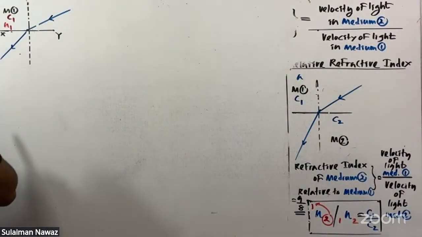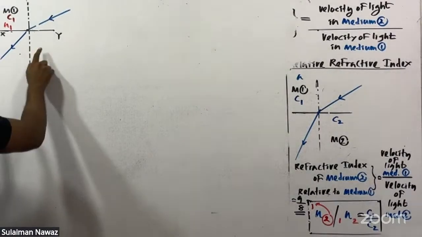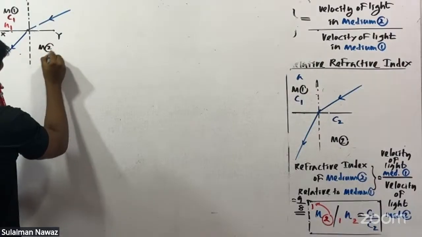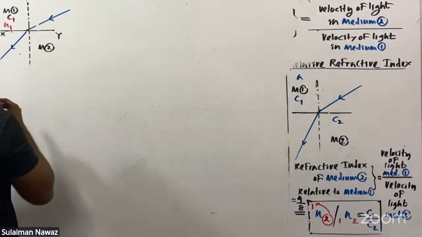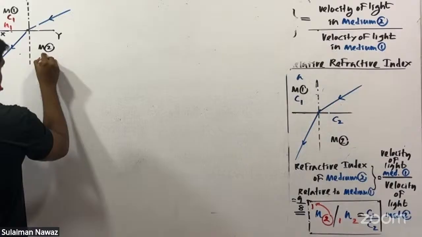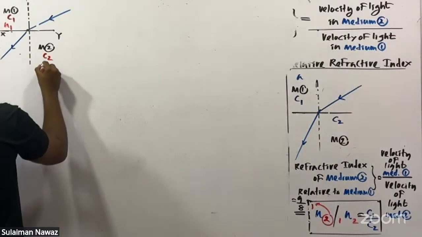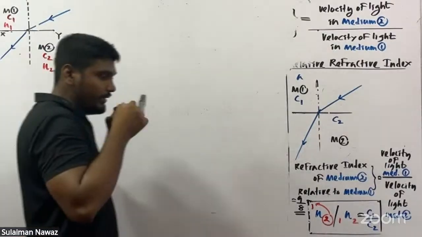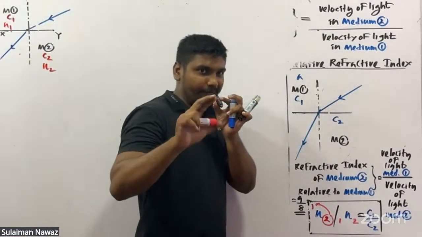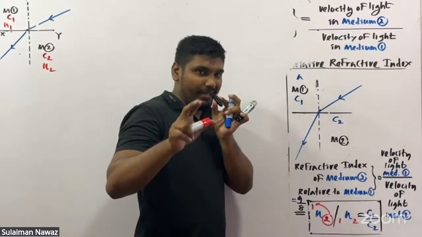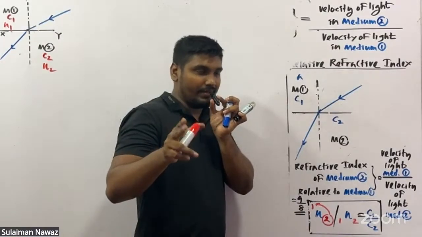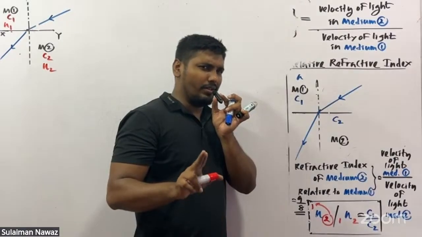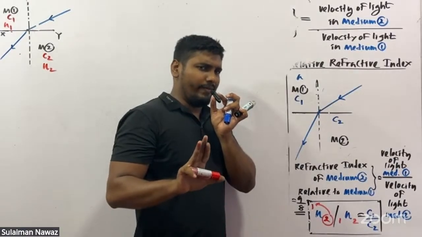Right? So then this is my medium two. The speed of light in medium two is c2. The absolute refractive index of medium 2, I mark it as n2. Now, did you notice, absolute refractive index and relative refractive index also don't have units or dimensions? Did I give that note?